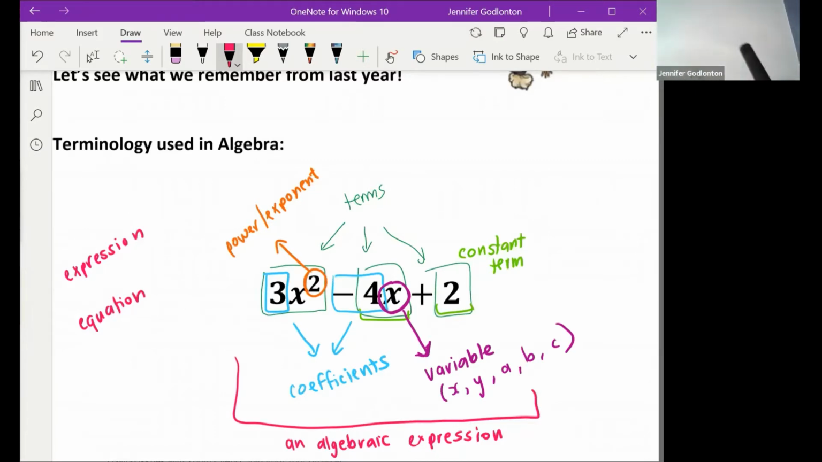Just going to write our example here as an expression. We've got 3x squared minus 4x plus 2. That's our example of an expression.